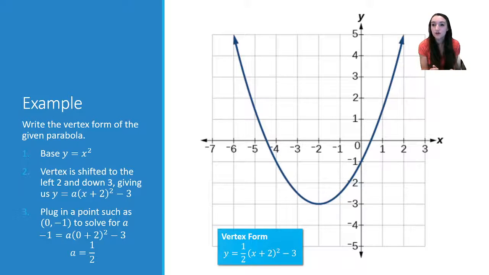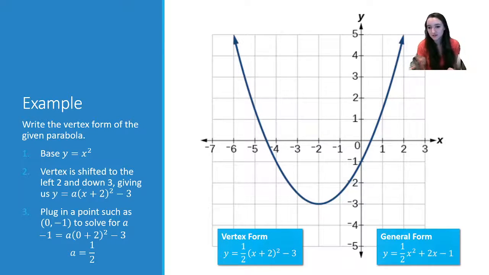vertex form. Now, if I wanted to get to the general form from there, all I'd really have to do is multiply it out. If I square x plus 2, that's going to be x squared plus 4x plus 4, all times 1/2 minus 3, and then I can multiply that by 1/2 to get 1/2 x squared plus 2x plus 2 minus 3, and then simplify it to here. So all you have to do to go from vertex to general is multiply out, is actually do the squaring. But to go from general to vertex is a little bit trickier.